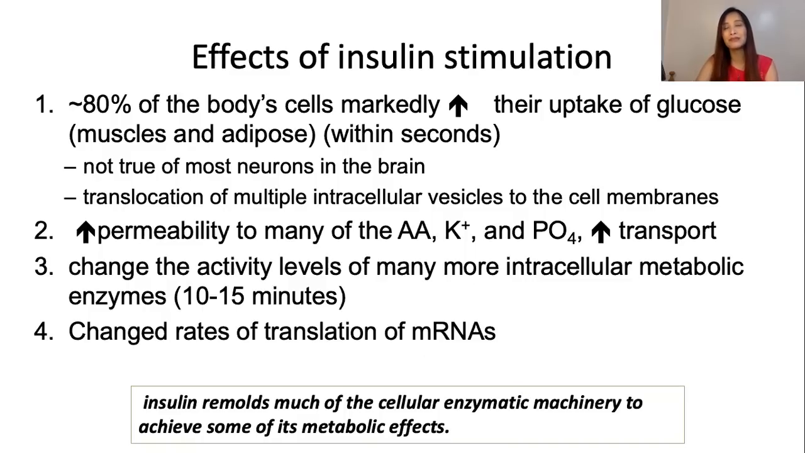So for example, remember your insulin is important in glycogenesis. So the insulin will upregulate the translation of your DNA transcribing your enzymes for gluconeogenesis. So there will be more enzymes that will facilitate glycogenesis. Okay?